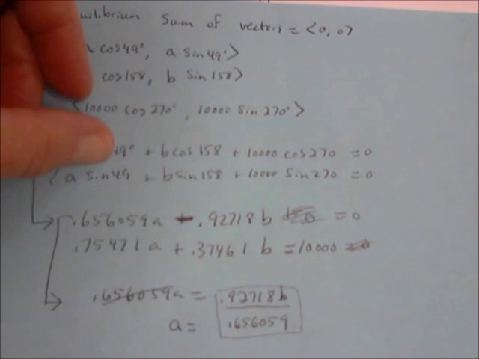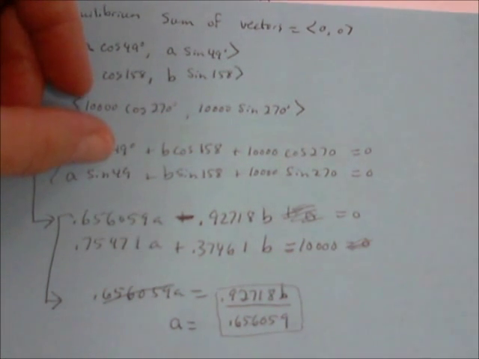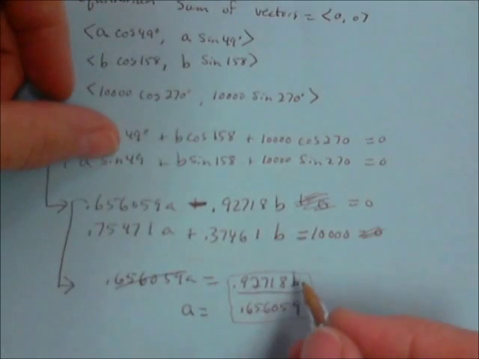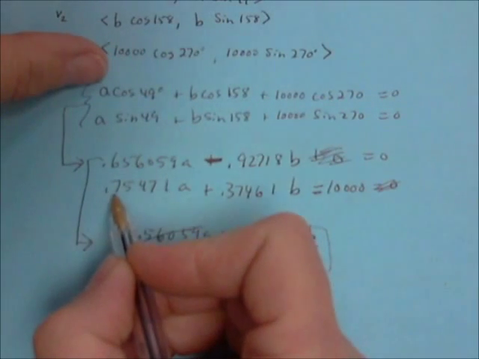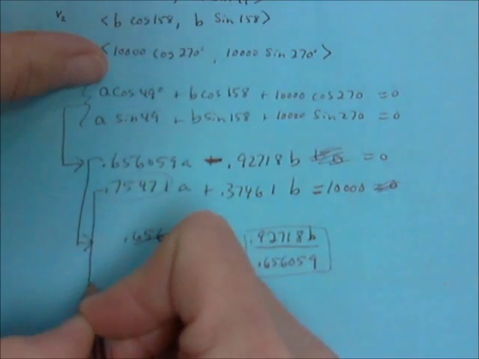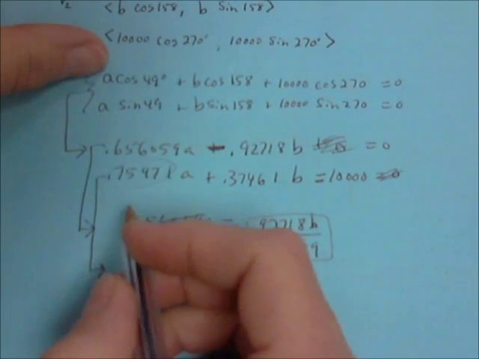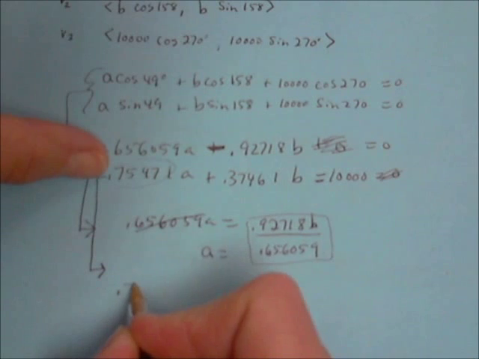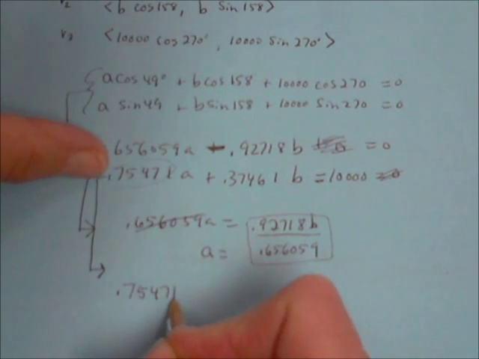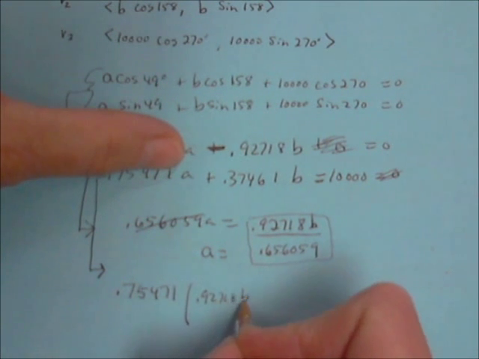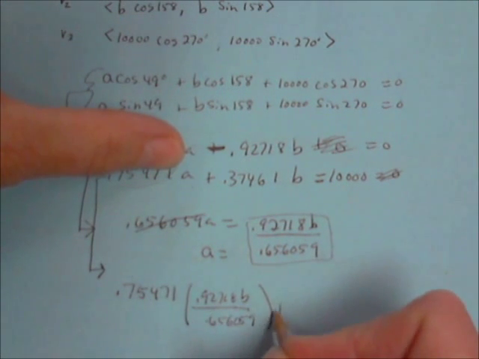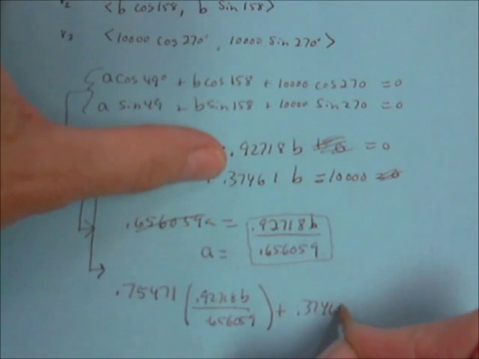So we can solve for A, and then we can solve it for B. Or actually, we'll solve it for B first, and then we'll solve it for A second. All right. So taking this second equation, this is just solving a 2x2 system of equations, we'll put 0.75471A, but A is really 0.92718B over 0.656059 plus 0.37461B is equal to 10,000.